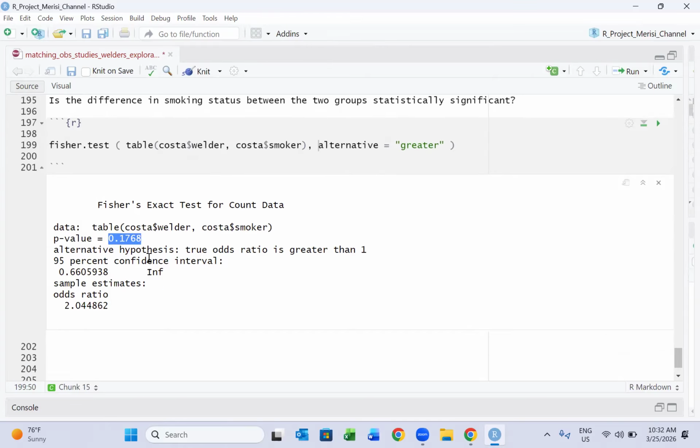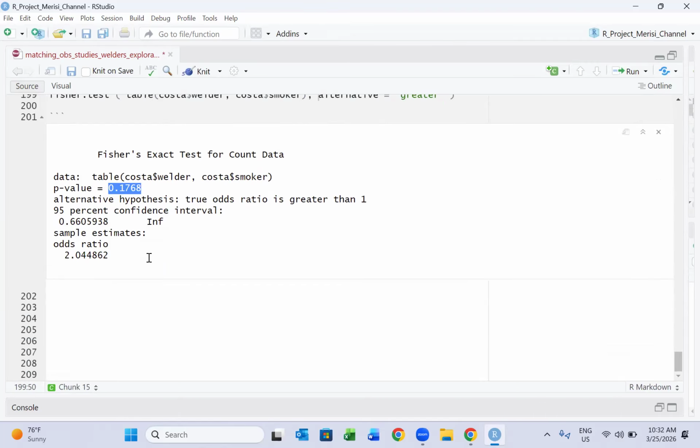All right, guys. At this point, we are able to conclude the exploratory phase, and we should say a few things to conclude. Remember, we were checking for covariate imbalance between the two groups. First, the welders, so the treated subjects, and the non-welders differ significantly with respect to age. Welders are younger on average than non-welders. So that's a significant difference between the two groups.